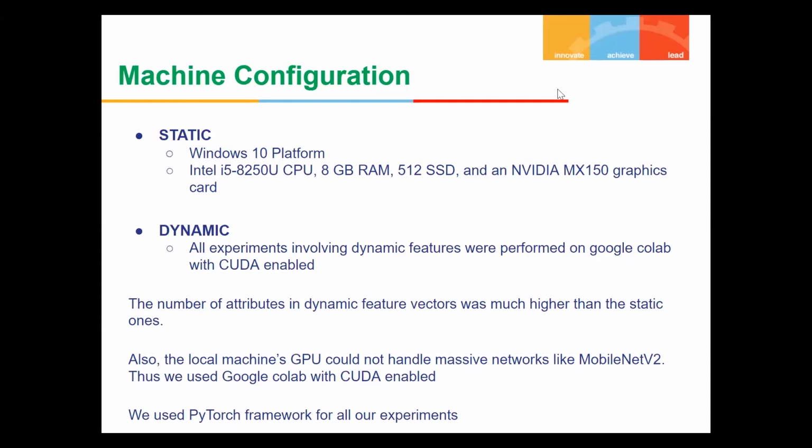All experiments involving dynamic features were performed on Google Colab with CUDA enabled. The reason why we use two separate environments is as follows. The number of attributes in dynamic feature vectors was much higher than in static ones. Thus, the images formed were scaled to 224 x 224 size, as they could be trained in MobileNet v2 with pre-trained as false. Also, the local machine's GPU could not handle massive networks like MobileNet v2. Thus, we had to use Google Colab with CUDA enabled.